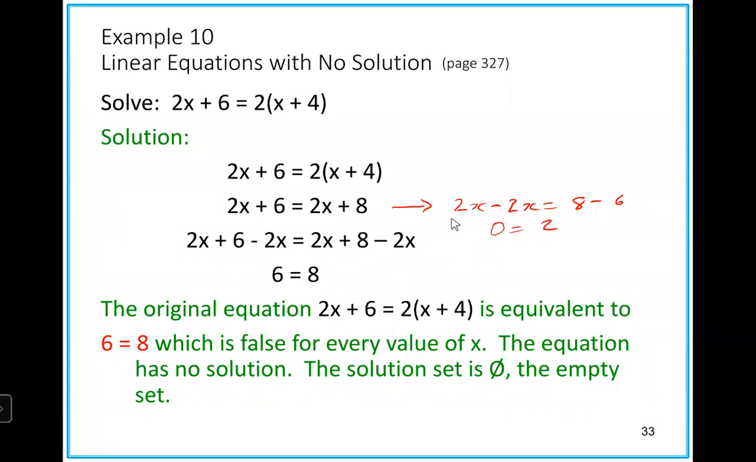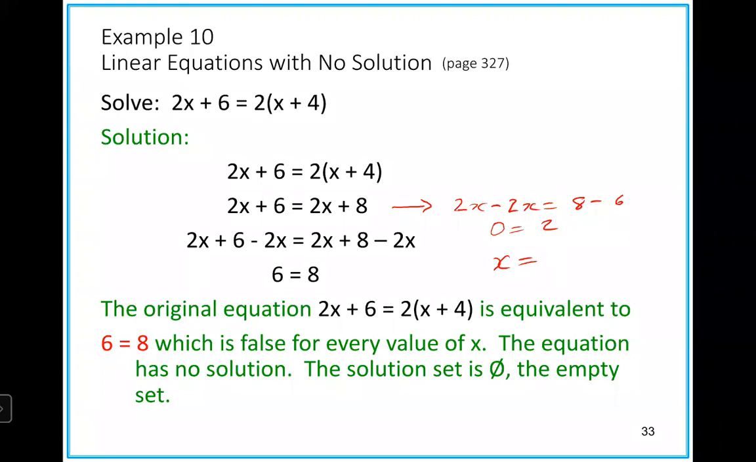So 2x minus 2x is 0. So you end up with 0 equal 2, or in this case, they end up with 6 equal 8. So anytime you end up with something like this, this is an equation that has no solution. Okay. When you're trying to solve, you're supposed to end up saying x equals some value.